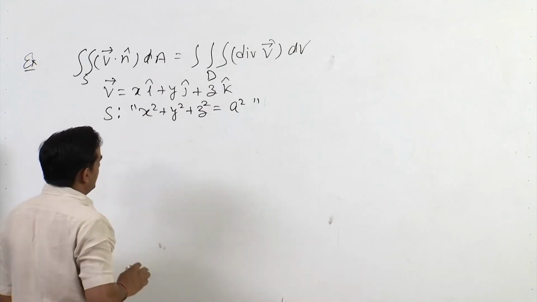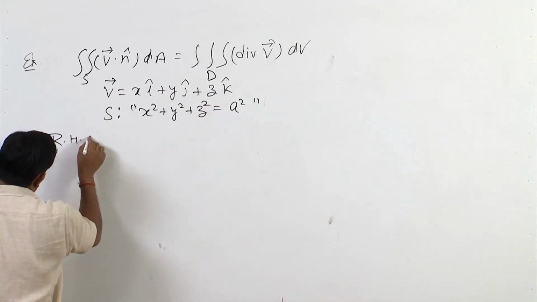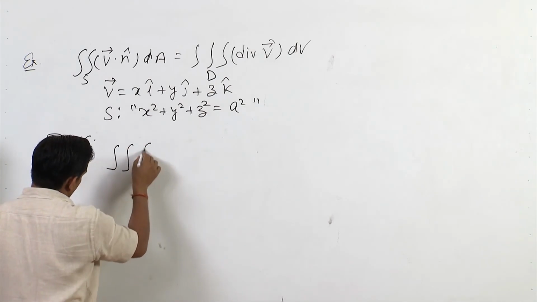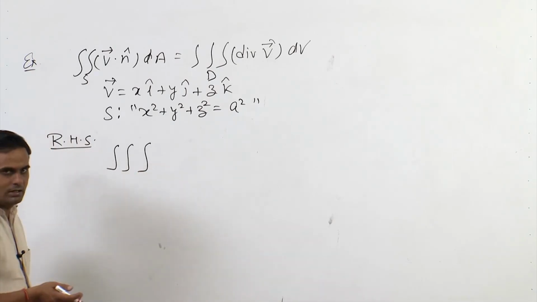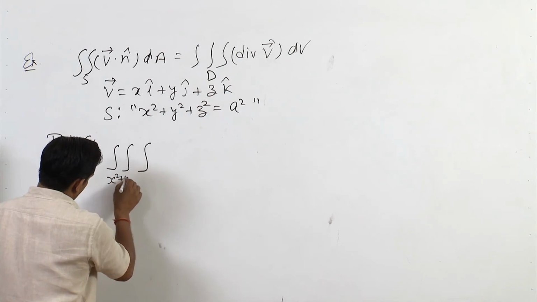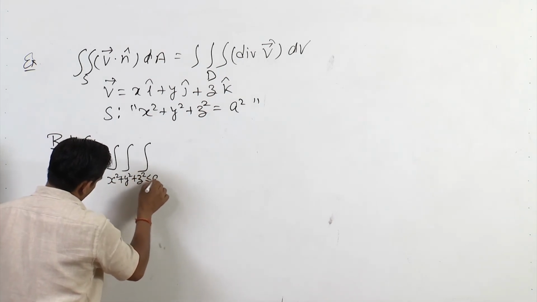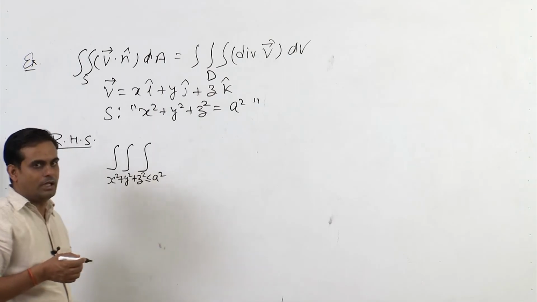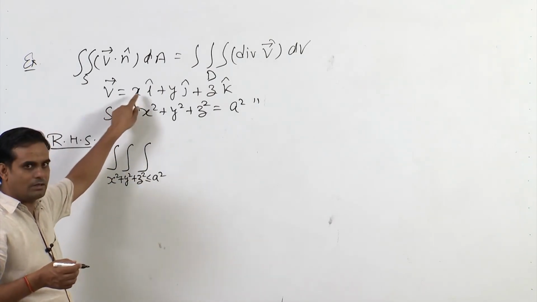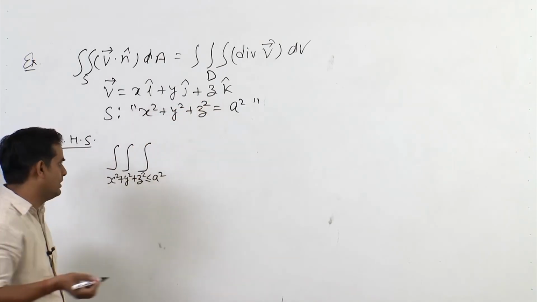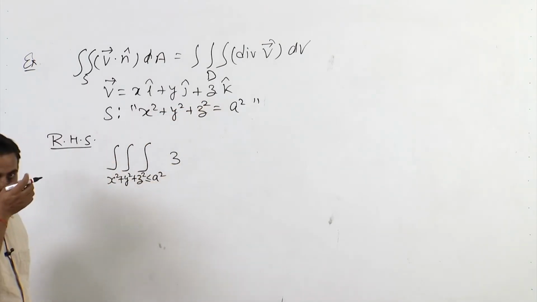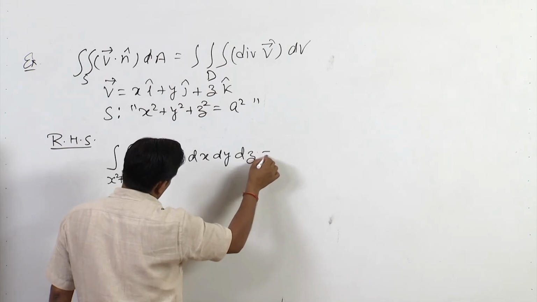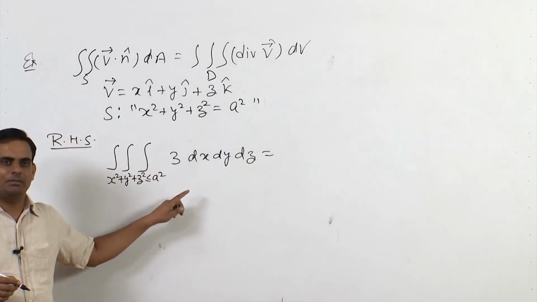Now, let us take the right hand side first. In the right hand side, I need to calculate the triple integral over a spherical region, that is x square plus y square plus z square less than or equal to a square, and then divergence of V. So, divergence of V will become del x over del x plus del y over del y plus del z over del z, so it will become 3, and then dx dy dz.